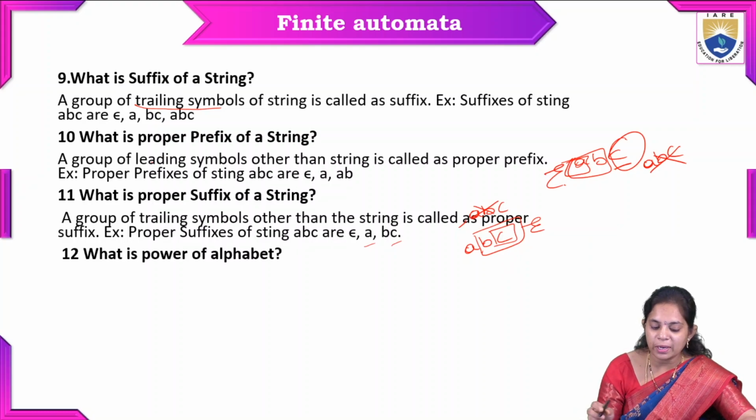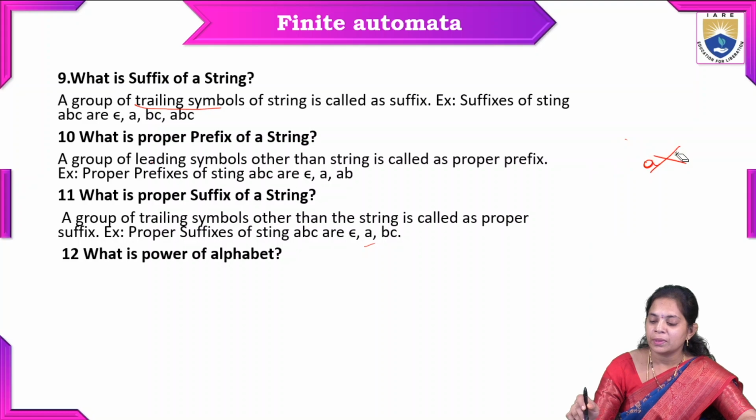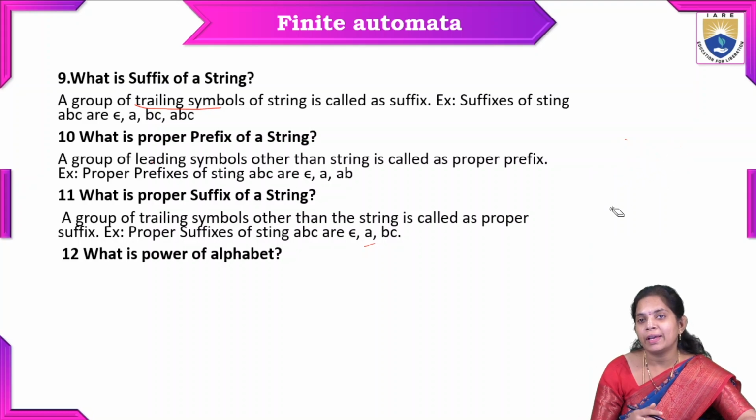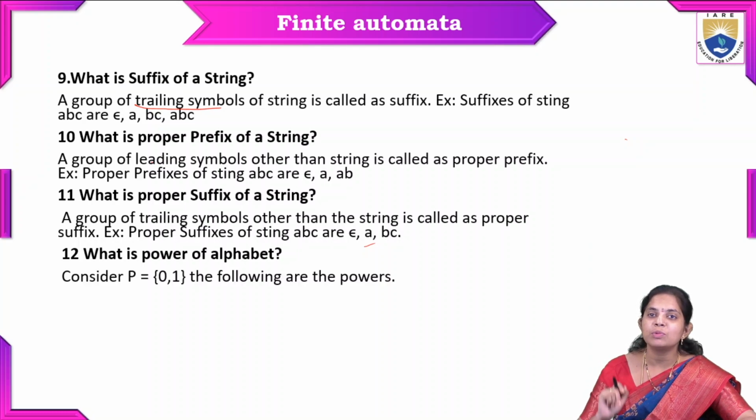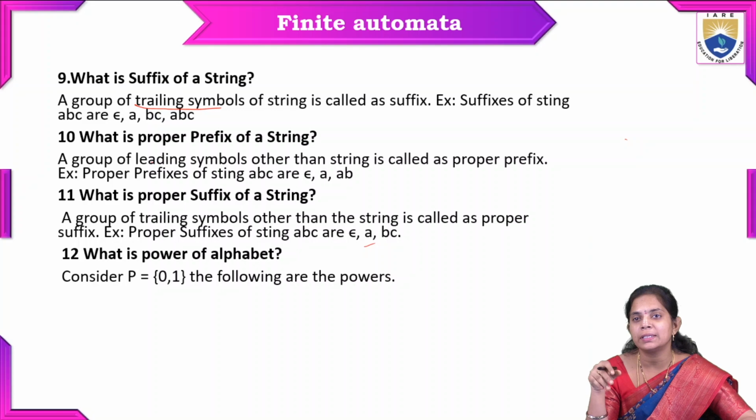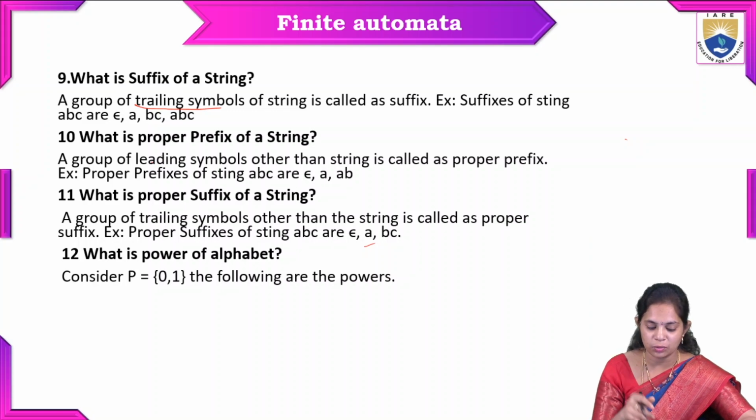And next, the power of an alphabet. What is meant by power of an alphabet? Here the power means we are taking the value of one or two input symbols. Power means how many times we iterate; we can say it is an iteration. So what is the power of an alphabet? Here P is the value, so P is an alphabet or sigma.